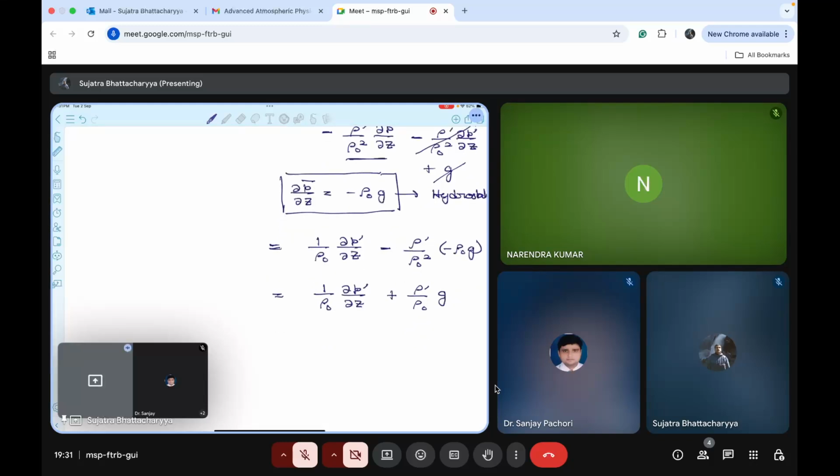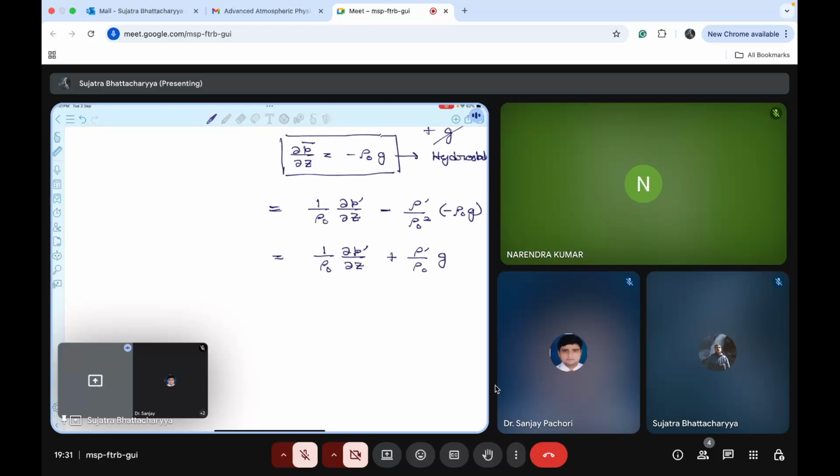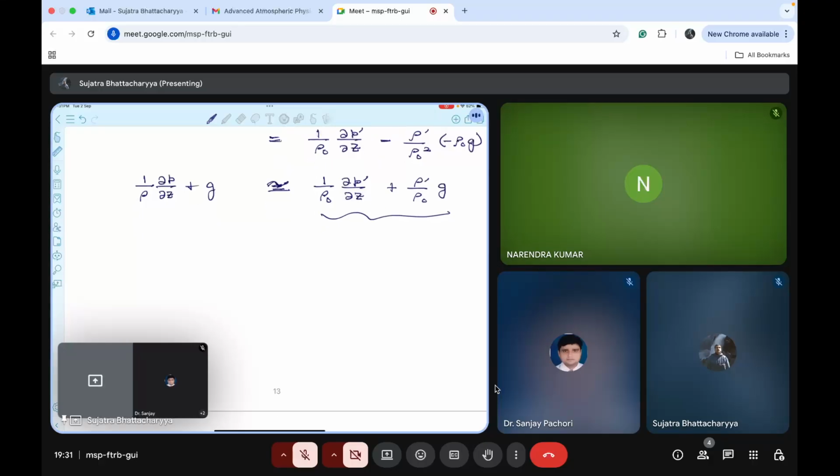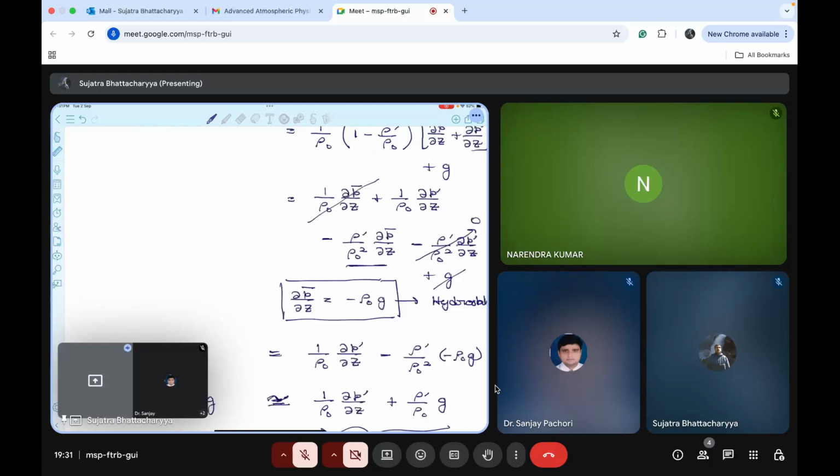Look how the perturbation equation looks like this. Okay, so this is the hydrostatic part of the momentum equation, which looks like something like this. Just remember this. So what we have done so far is this: 1 by rho delta p by delta z plus g, and when you have the perturbation terms, it reduces to this. Okay, now let's go back to this equation.